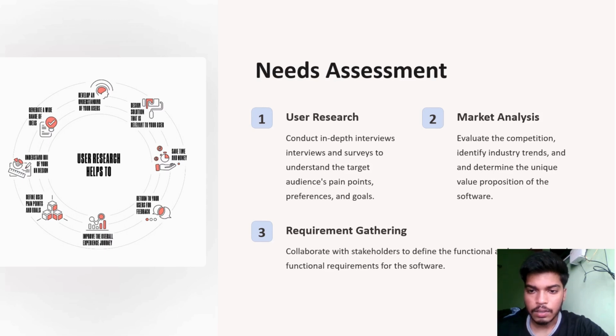Second one is market analysis. Evaluate the competition, identify industry trends, and determine the unique value proposition of the software. Third one is requirement gathering. Collaborate with stakeholders to define functional requirements of the software.